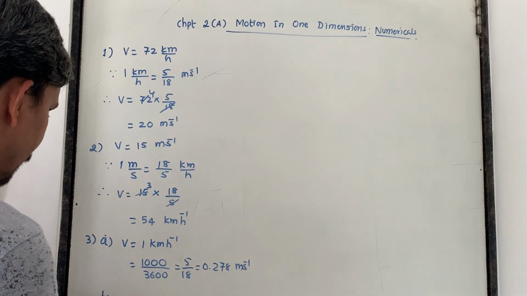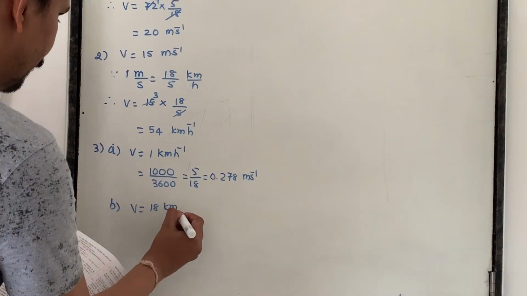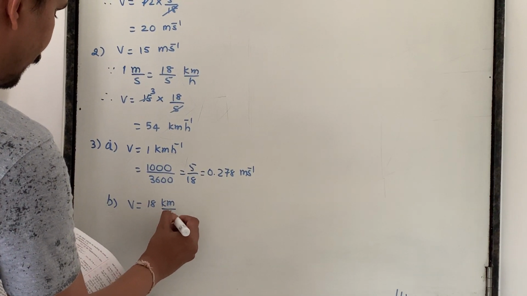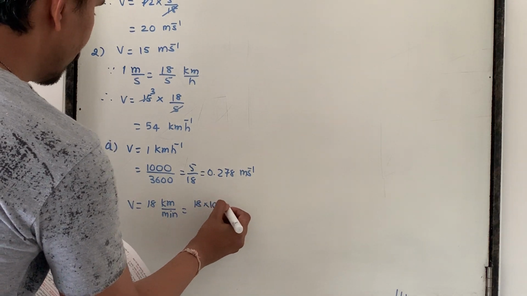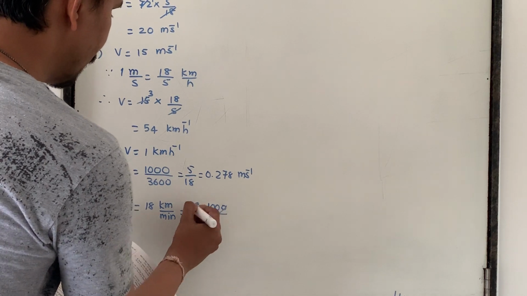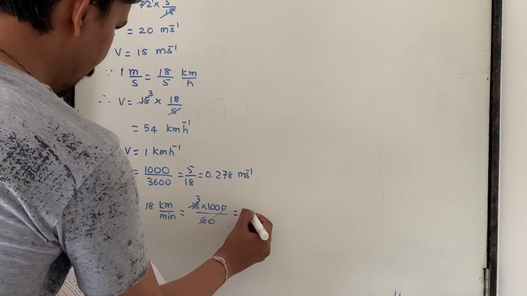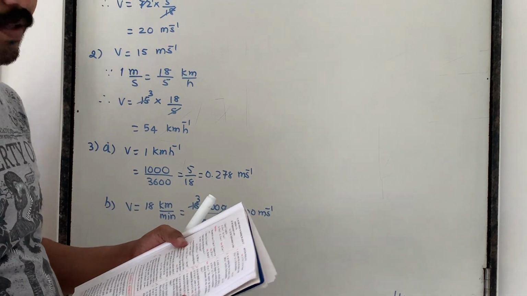Second, V is given as 18 kilometer per minute. Kilometer is 1000 meter, upon minute is 60 seconds, right? If you solve this, that comes out to be 300 meter per second. This is the third one, right?